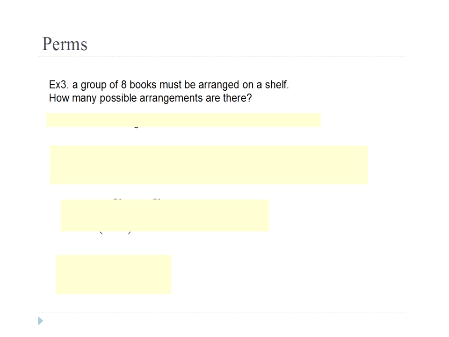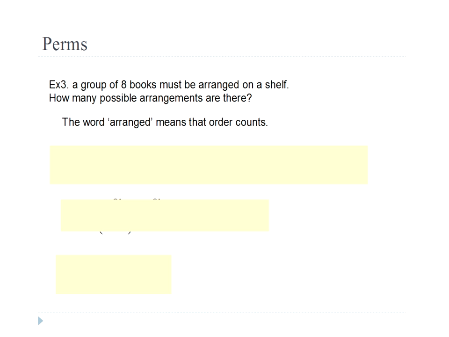So let's do another example here. A group of 8 books must be arranged on a shelf. How many possible arrangements are there? So that word arrangement tells me that order counts. Otherwise, it would just be one way, right? If order didn't count, it's like saying, how many ways can I put these 8 books in a huge box? Well, you just chuck them in one way.